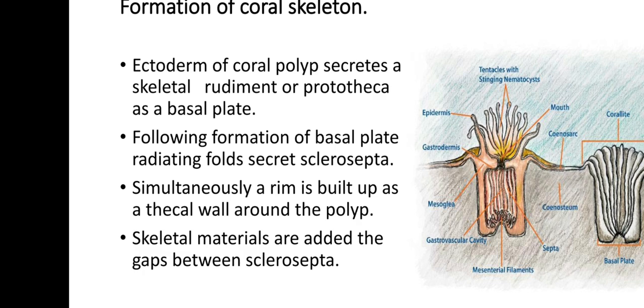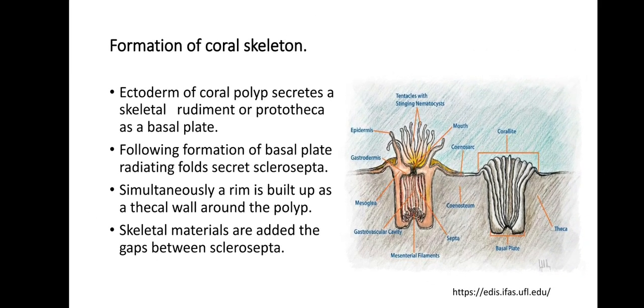Whenever there is a gap between the sclerosepta and the body wall, it will be filled with the skeletal material, that is nothing but calcium carbonate, so that the whole of the body is surrounded by a calcium carbonate skeleton. This is how the coral skeleton, or the corallite, of each individual is formed.